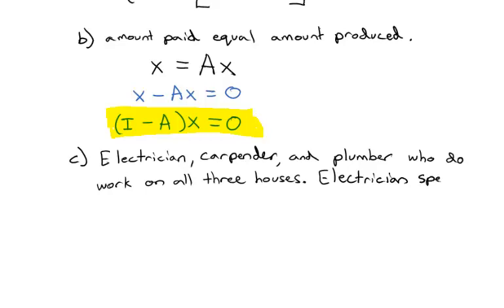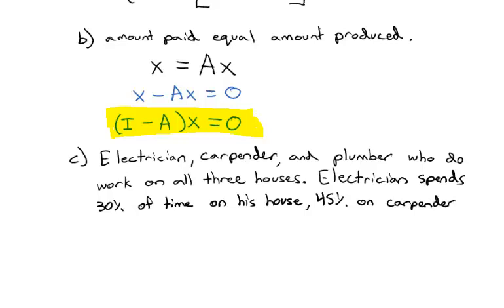The electrician spends 30% of his time on his house, 45% on the carpenter, and 25% of his time on the plumber's house.